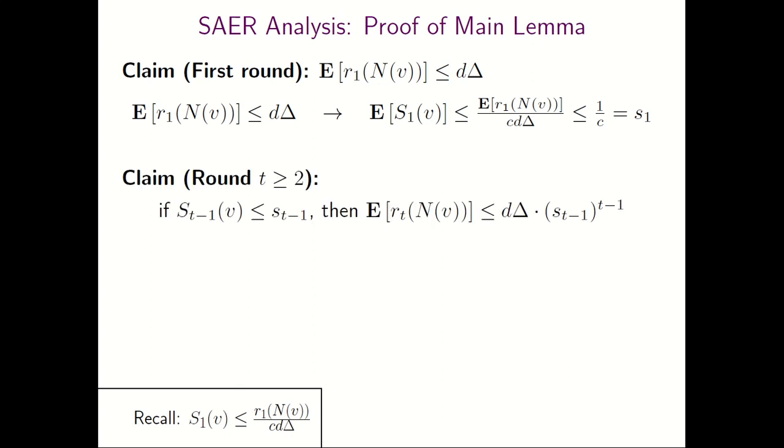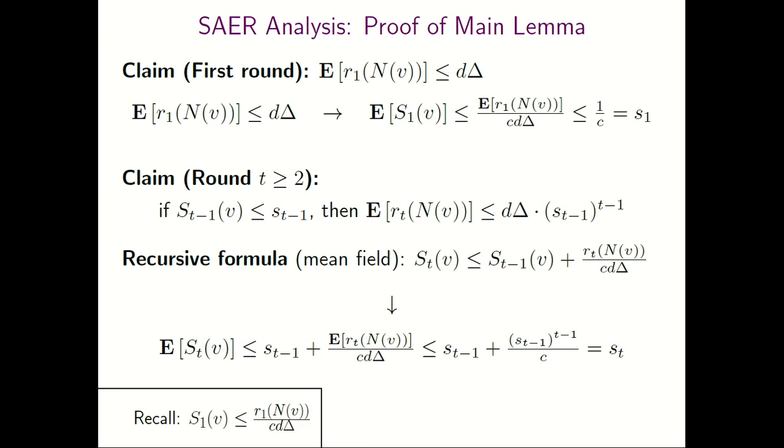Then we bound the expected value of the number of requests that the neighborhood of a client v receives at a general round t, so R_t(N(v)). We prove that if the fraction of burned nodes in the neighborhood of v at the previous time is bounded by S_{t-1}, then the expected value of R_t(N(v)) is bounded by delta times d times S_{t-1} to the power of t-1. Then we apply the recursive formula, S_t(v) is bounded by S_{t-1}(v) plus R_t(N(v)) over c times d times delta, and we get that the expected value of S_t(v) is bounded by S_{t-1} plus S_{t-1} to the power of t-1 over c, and we call this quantity S_t.